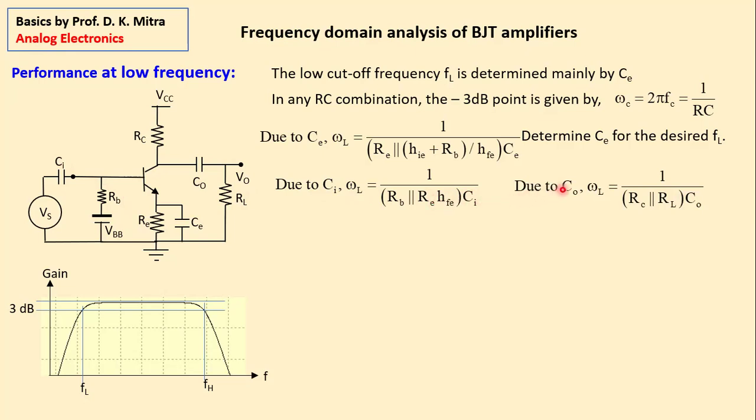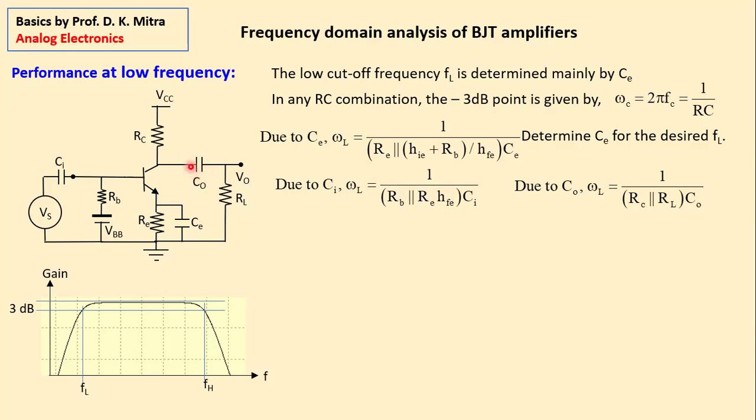So due to CO, sorry, there is something wrong. It should not be CO, this is CI. Omega L is equal to 1 by... Due to CI, omega L is this. And due to CO, there is an output coupling capacitor.